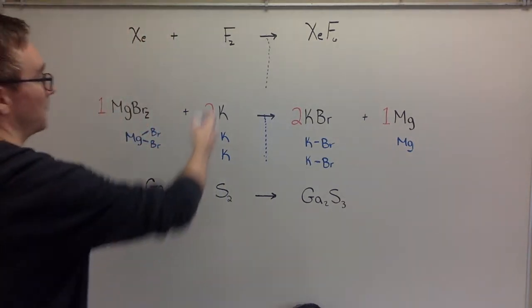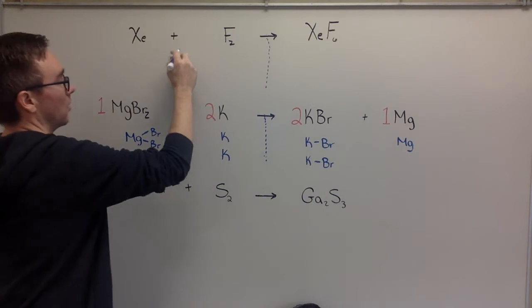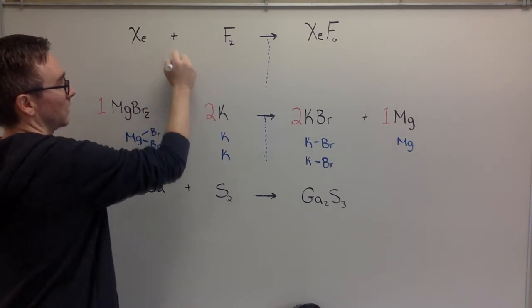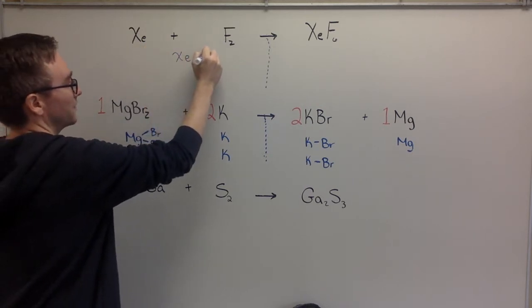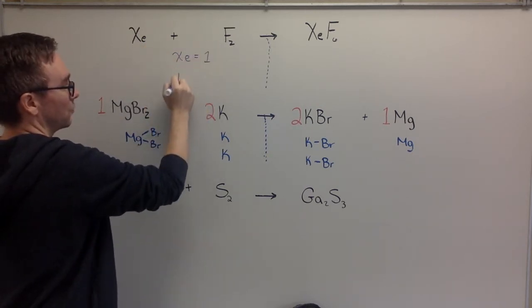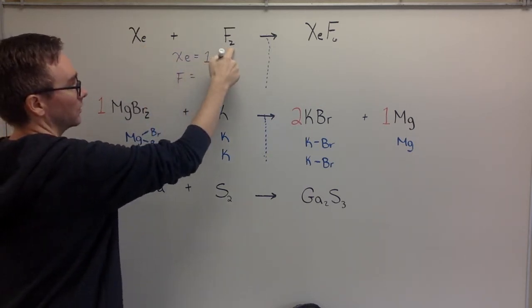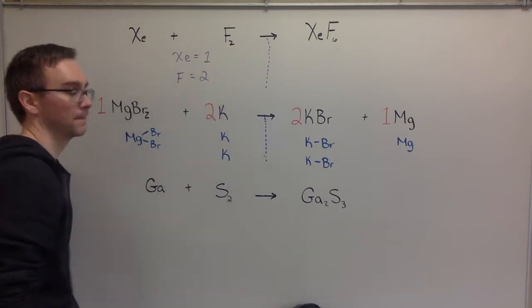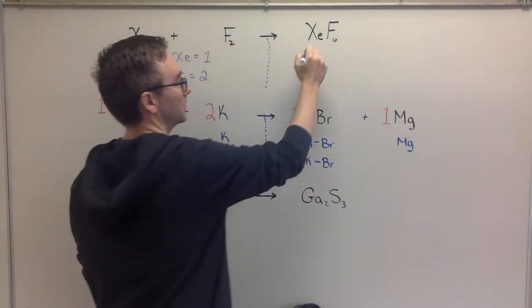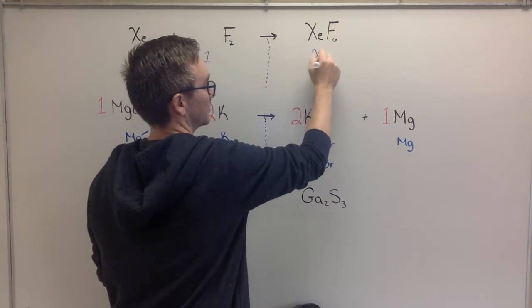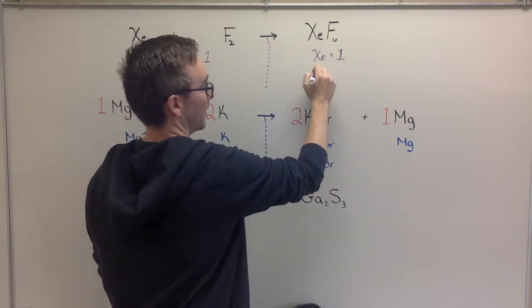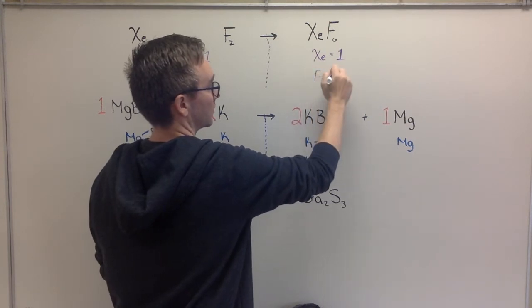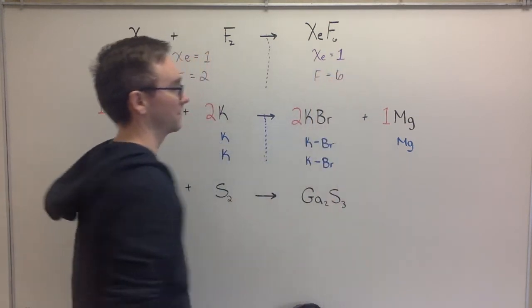All right. So I have my reactants and my products. On my reactant side, let's take inventory. I have a xenon, and as of right now, I have 1 of them. And I have a fluorine, and currently I have 2 of them. On my product side, I have a xenon. Currently, I have 1 of them. And I have fluorine, and currently I have 6 of them.